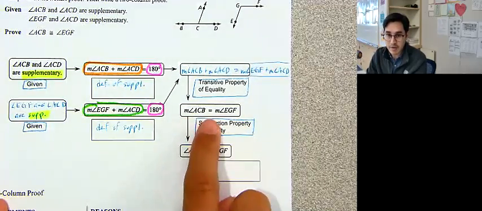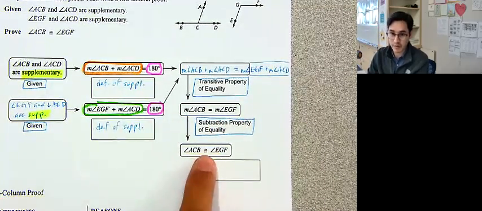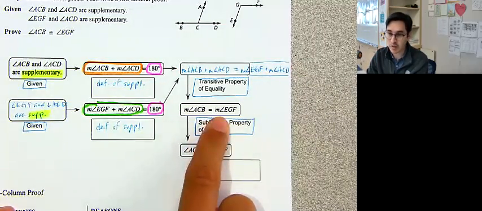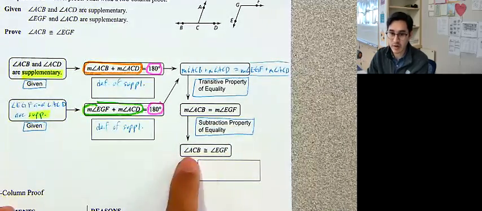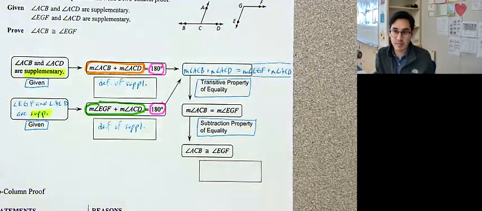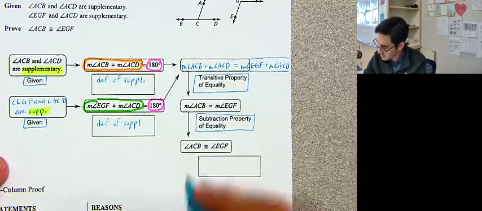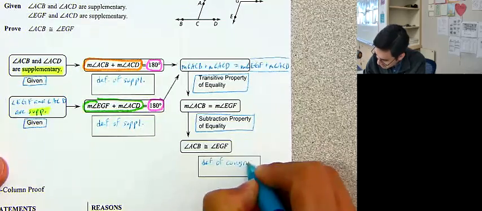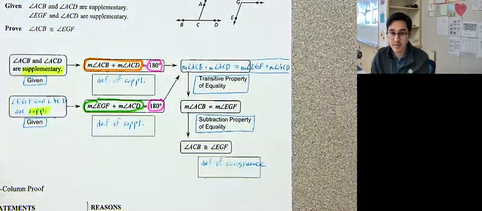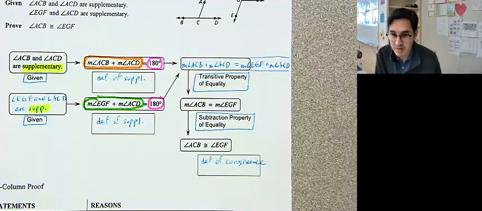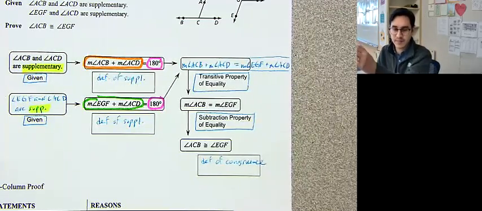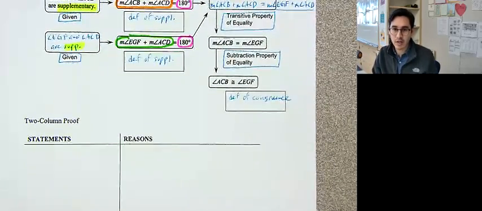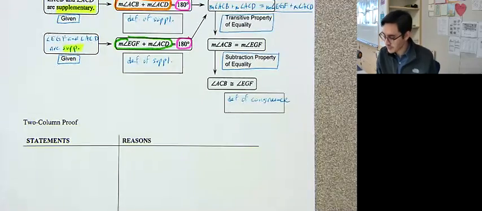And then we're going from a statement of equality to a statement of congruence. So if the measure of one angle is equal to the measure of another angle, then the two angles are congruent to each other, right? And that is really just the definition of congruence. When two angles have the same measure, then they are congruent to each other. All right, so that's our flowchart proof. And now what we'll do is we'll try to write it as a two-column proof as well.